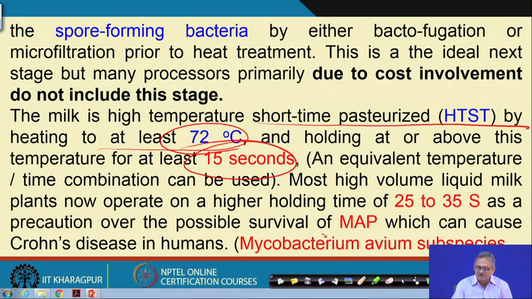One such is called MAP, that is Mycobacterium avium subspecies paratuberculosis. That organism is very heat resistant, and that is why pasteurization is done at 72 degrees centigrade, but for more than 15 seconds, maybe 25-35 seconds, whatever combination you have. That is done.